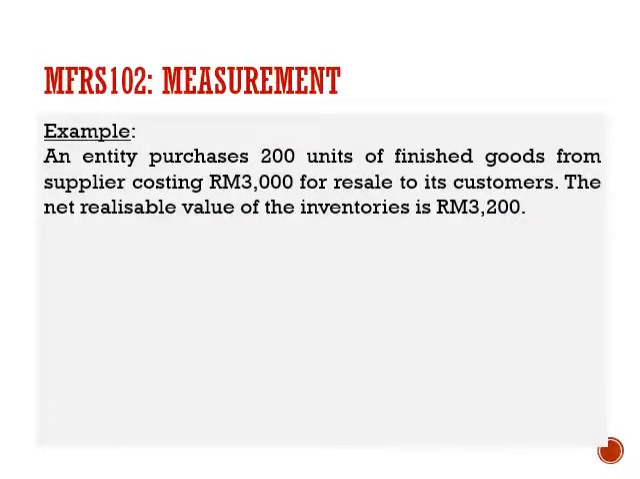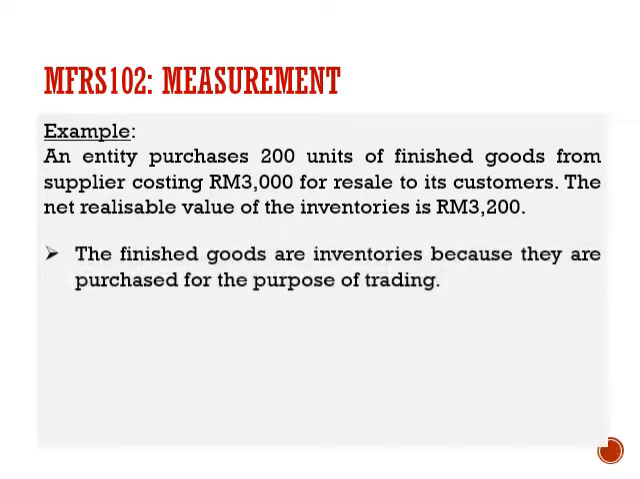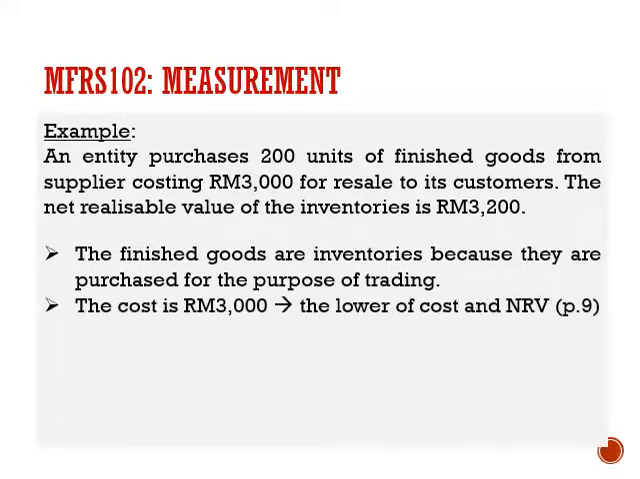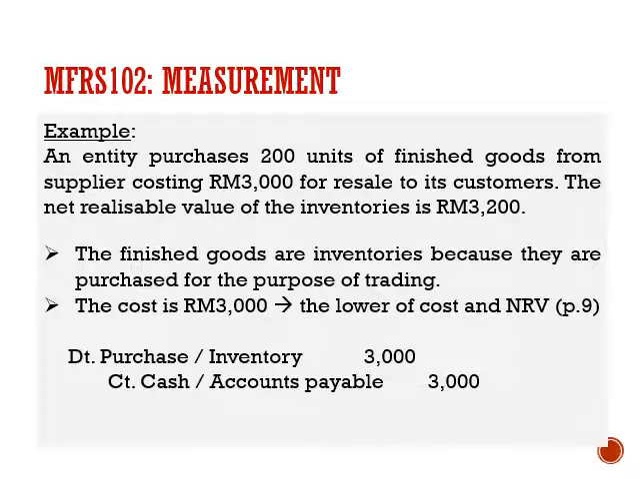In this example, we have 200 units of finished goods purchased from suppliers at 3,000 ringgit, and as at that date, the net realizable value is equivalent to 3,200. So the goods are recorded as inventories since the intention of purchasing them is for resale. The cost recorded shall be 3,000 since it is lower than the NRV. Therefore, at initial recognition, we shall recognize the purchase at 3,000 ringgit by debiting purchase or inventory account, depending on the accounting system applied, and crediting cash or accounts payable.